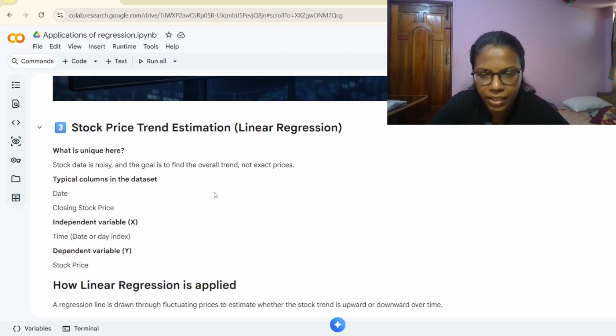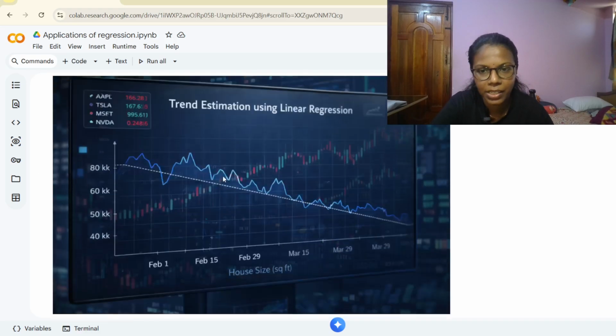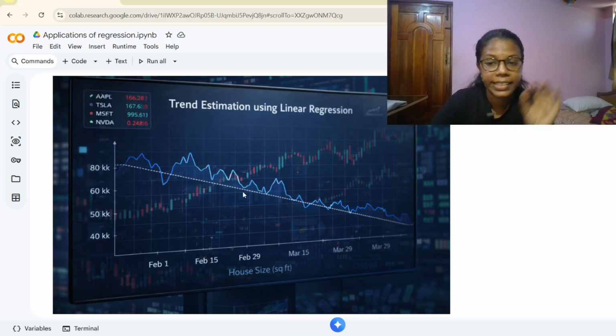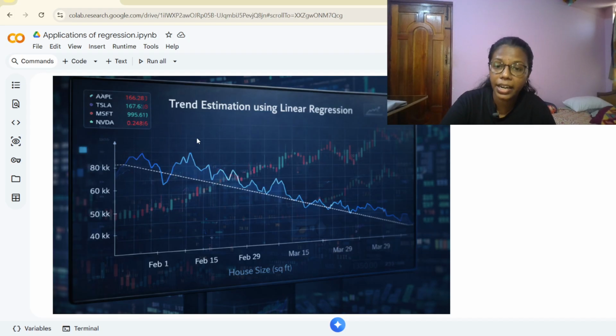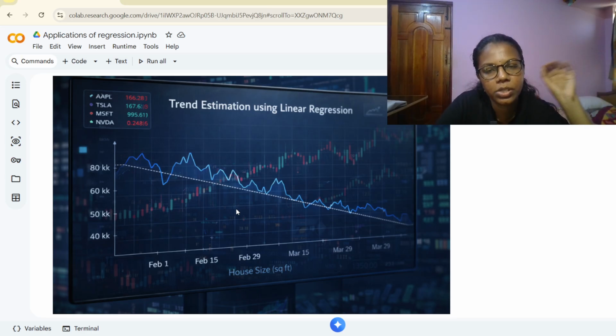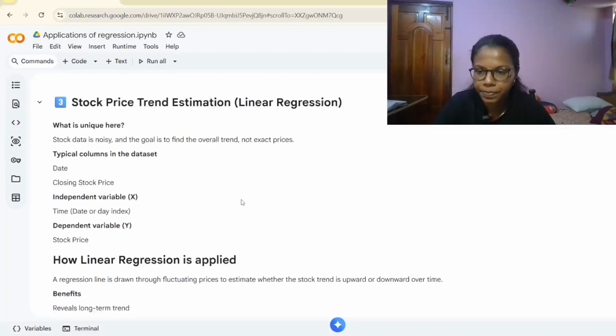And stock data is noisy, and I want to find the overall trend, not the prices. So here we are not finding any prices. I'm not going to see that this 80K or 60K value will decrease. No, there is a trend line. So see, there is a sudden decrease, there is a sudden increase, that is called a trend. Based on that, I can understand what might happen in the future, the same month, what might happen in the future. So for that purpose, I can use it for stock market analysis.